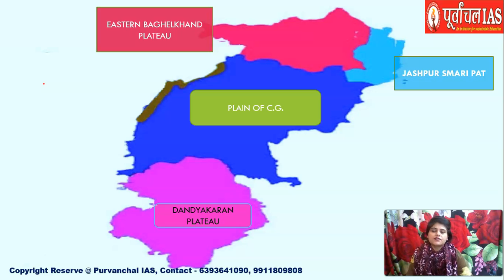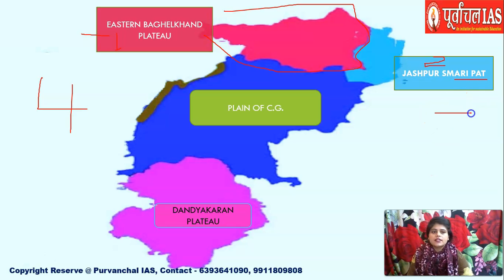So when we talk about the physical divisions of Chhattisgarh, we have four divisions. First one you can see is the Eastern Baghelkhand Plateau. This pink part comprises the Eastern Baghelkhand Plateau. Second is this Jashpur Samri part. I hope you know that a pat is basically a tabletop highland which is flat at the top and steep from the other sides. It somehow looks like this, steep from the sides, but the top is a flat area a little above the highland. So this is the Jashpur Samri pat.